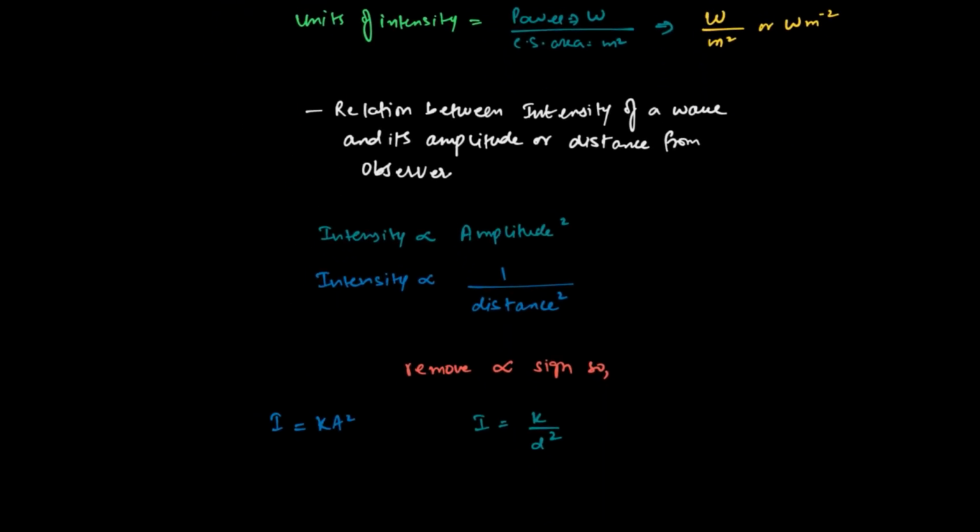So the relation between intensity of a wave and its amplitude, or distance from the observer. Intensity is known to be directly proportional to the square of the amplitude of the wave, and is known to be inversely proportional to the distance squared. So if we just remove the proportional sign, then we would replace it by a constant. So the equation of intensity becomes constant times amplitude squared, or constant divided by the distance squared.